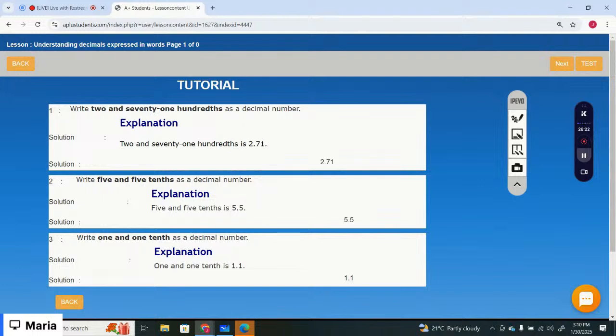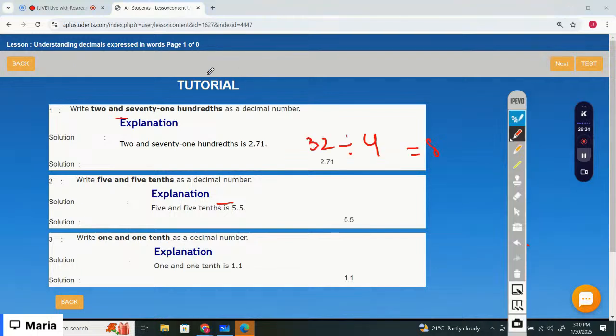Let's see how we write decimal numbers that are expressed in words. Write 2 and 71 hundredths. So 71 hundredths is the decimal portion and 2 is the whole number. So that is 2.71. The important thing you need to learn over here is that the decimal portion has "th" with it. For example, tenths, hundredths; here you have "th", and in tenths, here you have "th". 1 and 1/10, again that is the decimal portion, right?